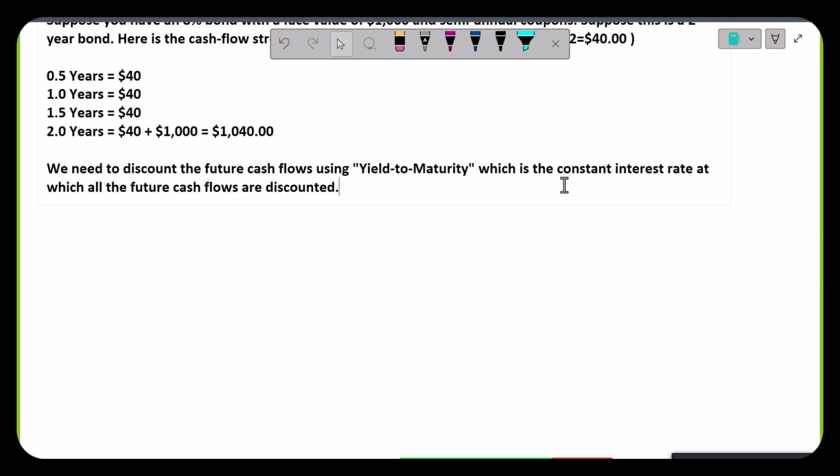Remember, coupon rate is fixed at the time the bond is issued and never changes, at least for fixed rate bonds. Later, we're going to talk about certain type of bonds called floating rate bonds. Those are different. But for now, the rate at which you're discounting these cash flows is determined by the market.